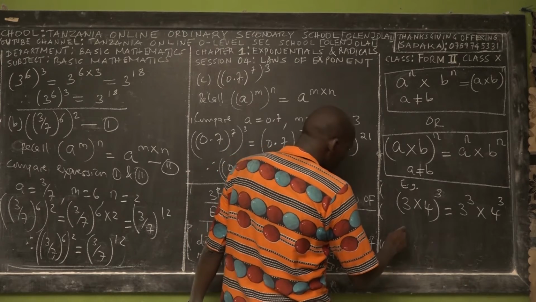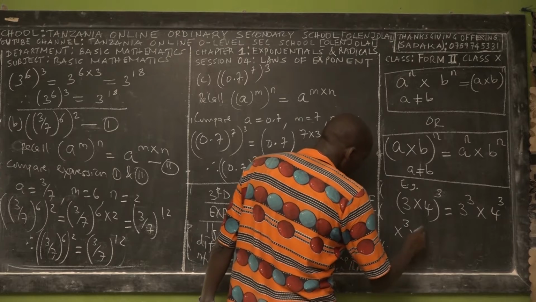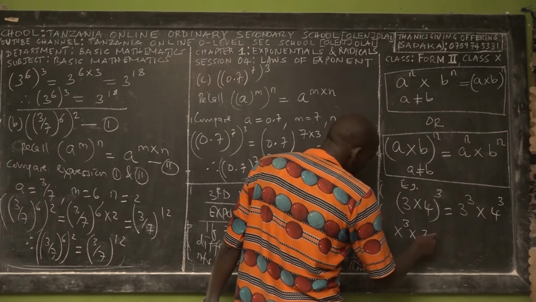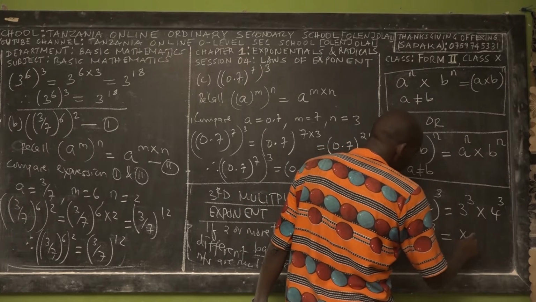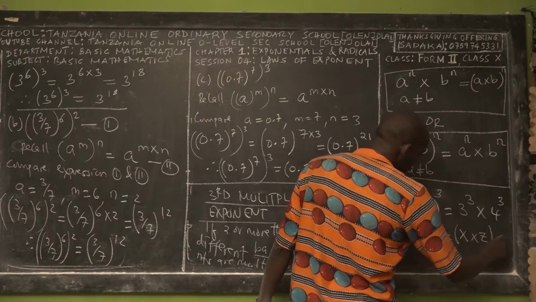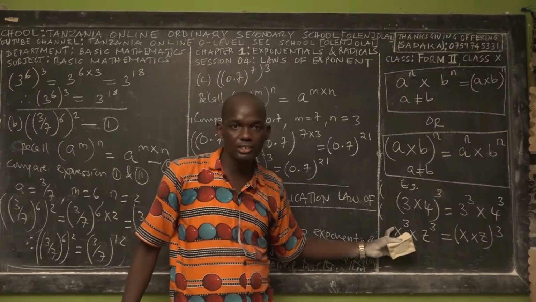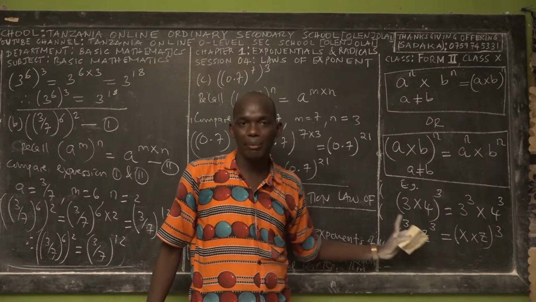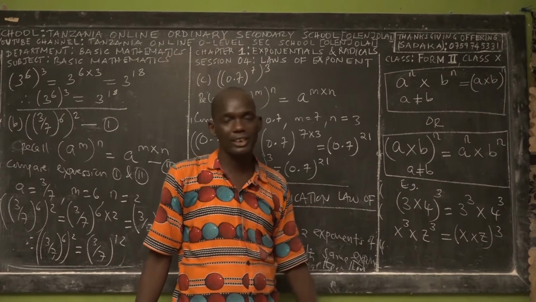Also, you can find that maybe you have x power 3 multiplied by z power 3. So also this we can express as x times z, power 3. Because the base is not the same. The base here is x, the base here is z. But the exponent is the same. Right together? Yes. So nothing is difficult.